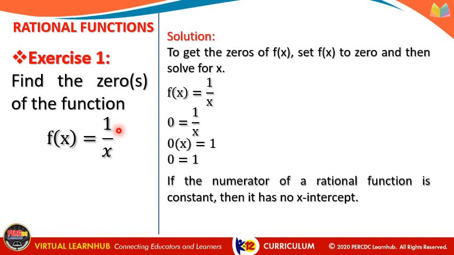That is why the answer for exercise number 1 is 1 over x has no zero. 1 over x has no root. So, ganun lang. So, again, just remember na lang po ito. If the numerator of your rational function is constant, then it has no x-intercept and therefore, wala tayong root na makukuha. Nakita niyo naman dito, 0 equals your constant, and never mangyayari yan. Alright, so that is for exercise number 1.